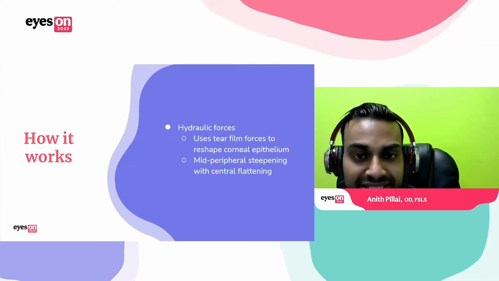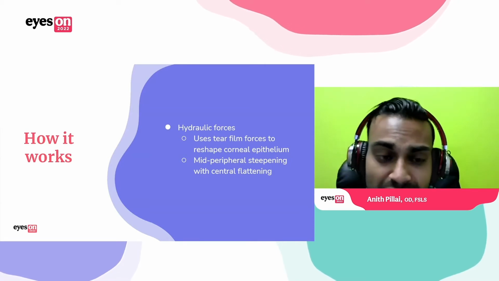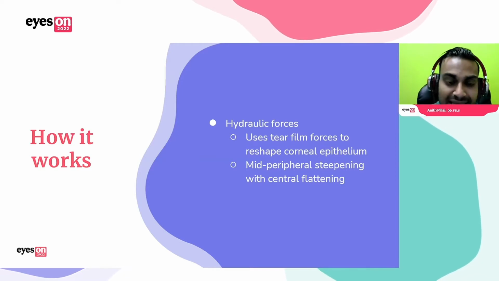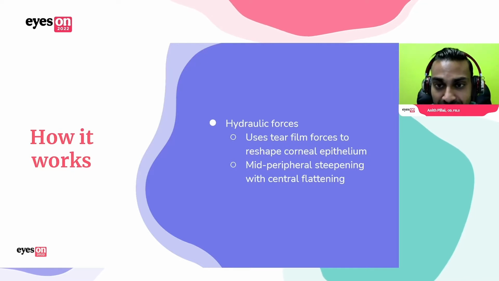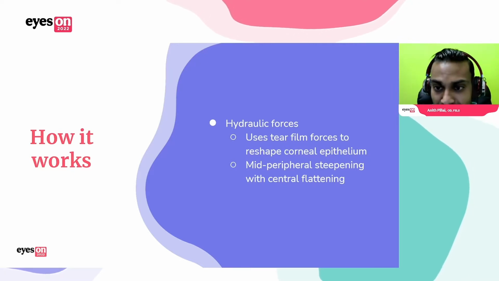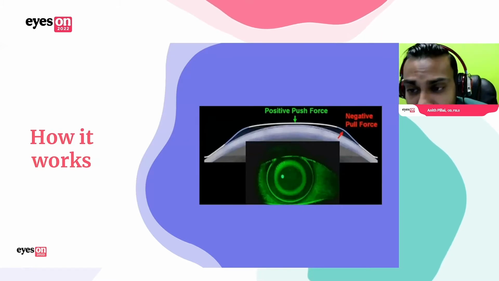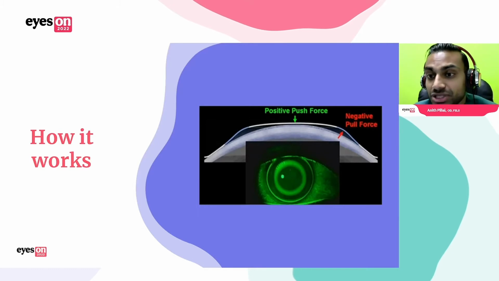And the way it actually accomplishes this is with hydraulic forces. So it uses our own tear film. The tear film underneath the RGP of the ortho-K design is actually manipulated to make these corneal changes for vision correction and also induce this myopia control effect. And this is what it looks like. So this bottom picture is an ortho-K lens on the eye, and that top picture is depicting what's going on.